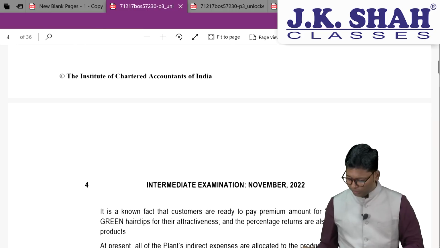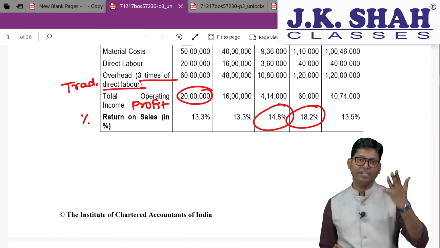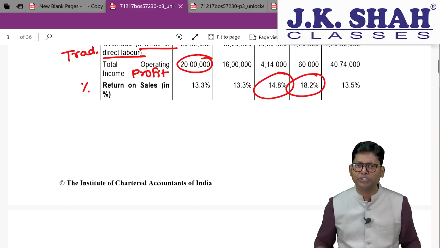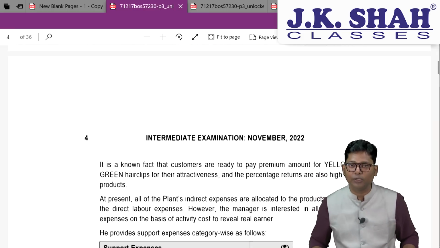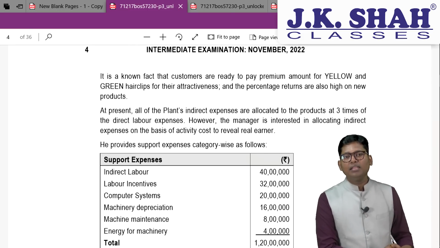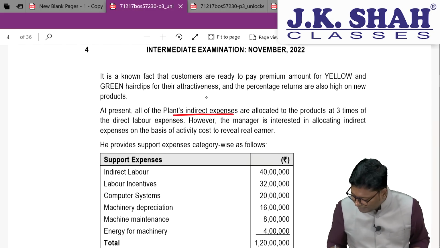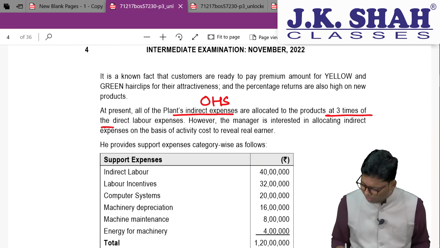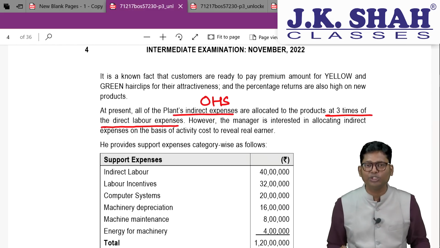If you observe, the new products are giving you excessive return, extra return as compared to the old products. Both the old products are giving you 13.3% return, but your newly launched yellow and green products are giving you the higher return. At present, all the plant's indirect expenses, means overheads, are allocated to the products at 3 times the direct labor expenses. The same allocation has been used in the first table.